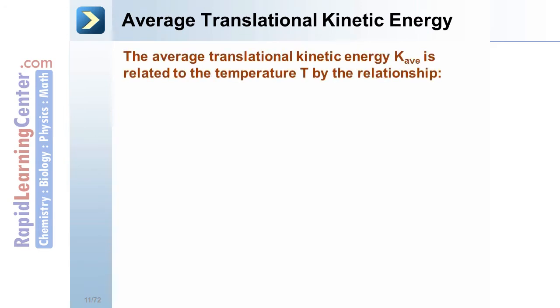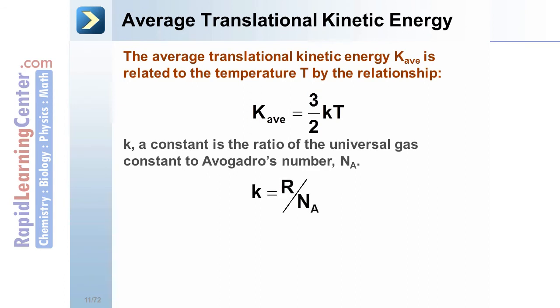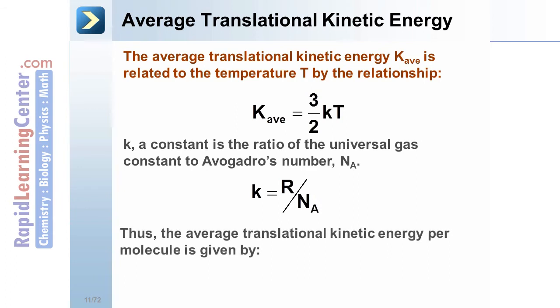Average translational kinetic energy. This is related to the temperature by the relationship 3/2 kT, where k is a constant, which is the ratio of the universal gas constant to Avogadro's number. So k is R divided by Avogadro's number, N sub A. Thus, this average translational kinetic energy can be given by 3/2 RT over N sub A.